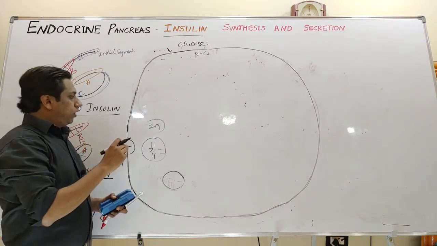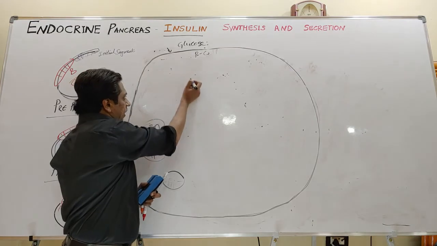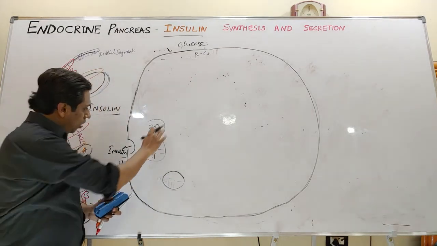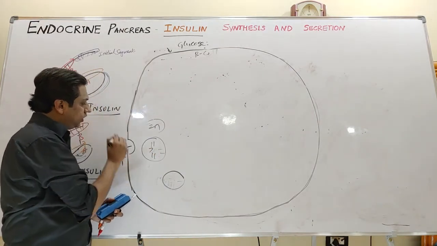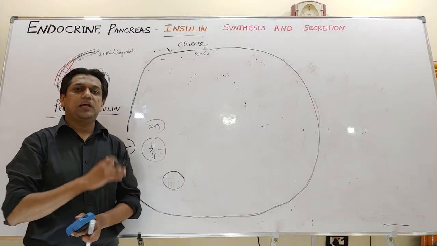In the next video we'll discuss in detail how glucose will enter into the beta cell and how it will lead to the secretion of insulin. We'll try to understand that in the next video.